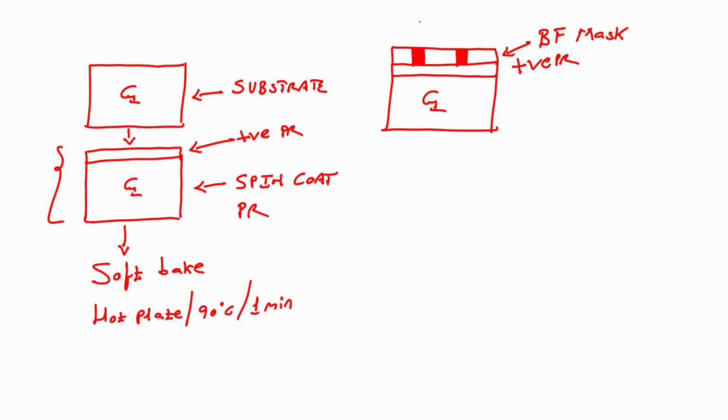Next step is you expose. So, first you have to load the mask, then you have to align the mask. I will show you the loading and aligning process in some other modules. Right now, you just understand you have loaded the mask and then you have to expose the wafer. Exposing the wafer is with UV light. What is UV? Ultraviolet light.